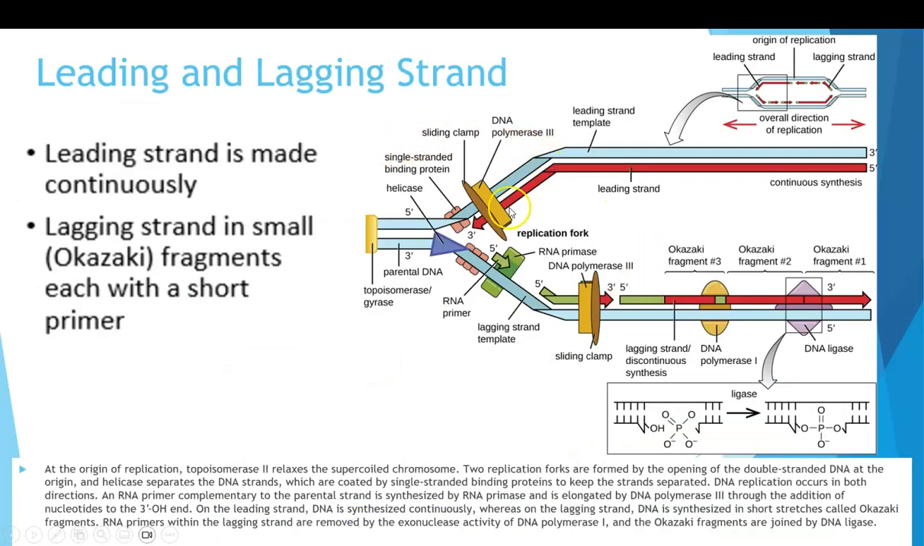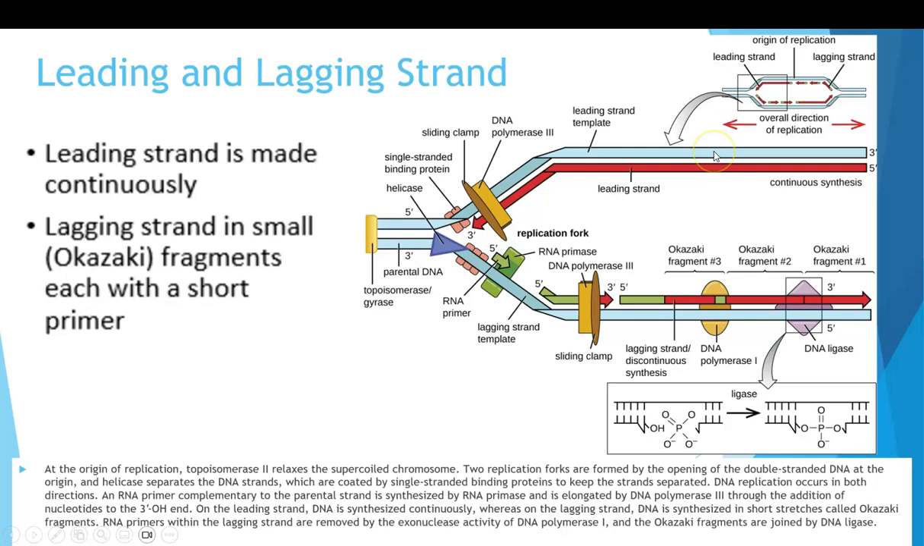So this is a very nice picture from your textbook. You can see the different enzymes that we talk about: helicase, topoisomerase, single-stranded binding proteins, DNA polymerase. The important thing that you need to know here, as I mentioned before, is that DNA polymerase 3 always makes the new strand moving in the 5 prime to 3 prime direction.